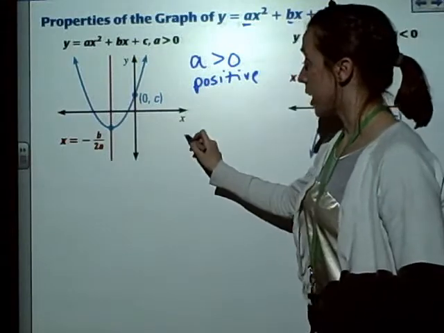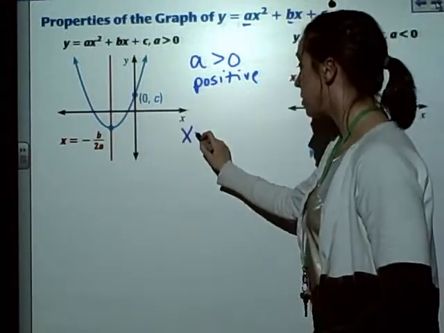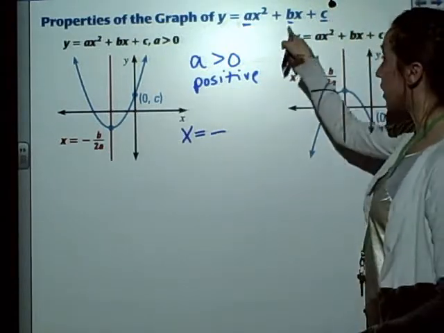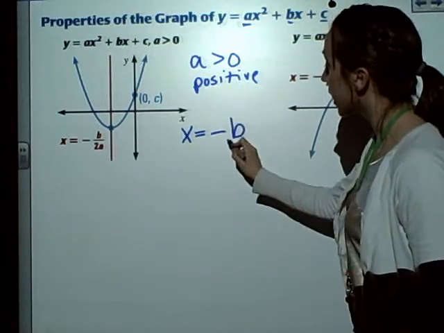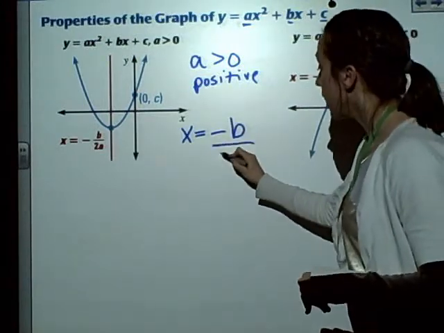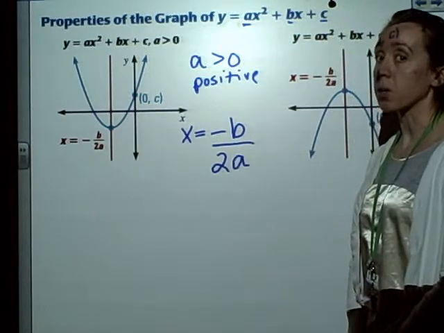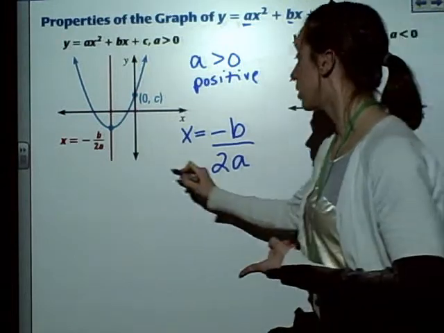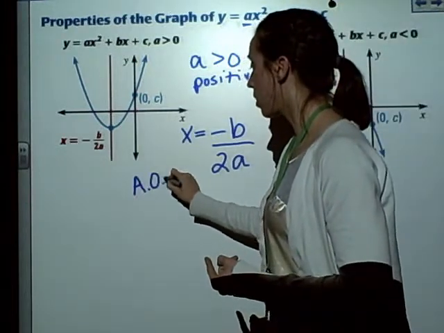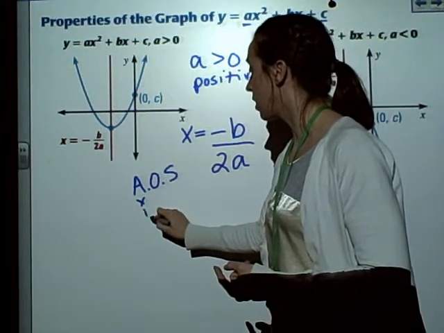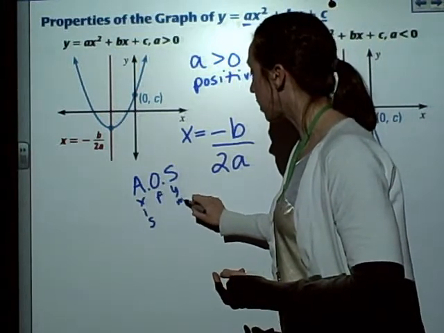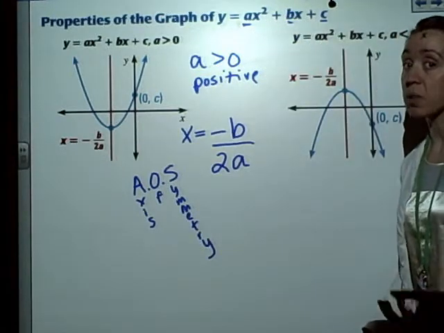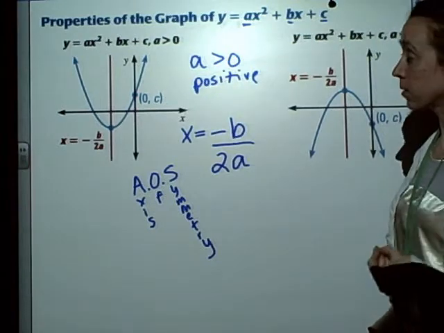The way to find that vertex, which works for all of these parabolas, is to take your b value, first your negative b value, so whatever your b value is, make it negative or the opposite, and divide by 2 times your a value. That will give you both the equation of your axis of symmetry, or you can say AOS, that's your axis of symmetry, and it'll also give you the x value of your vertex.